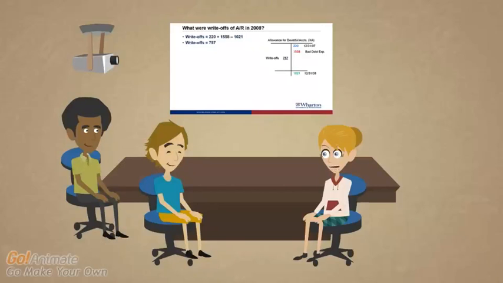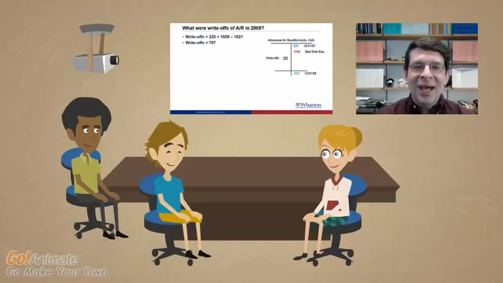I believe you're mistaken. If there were any recoveries, you would need to also include them in the T account. These write-offs are really write-offs net of recoveries. Good catch. We would also have recoveries flowing through this T account. So if there were any recoveries of prior write-offs, then really what we're calculating here is write-offs net of recoveries. Good job.